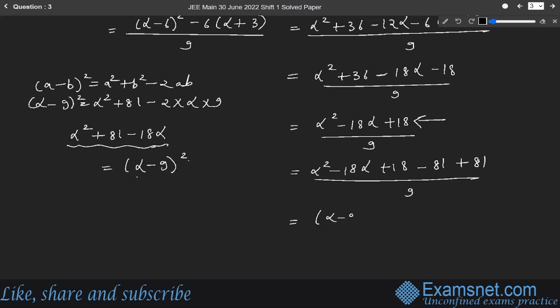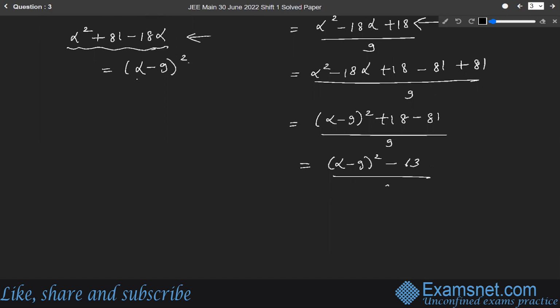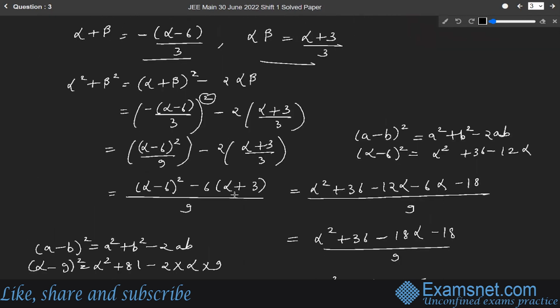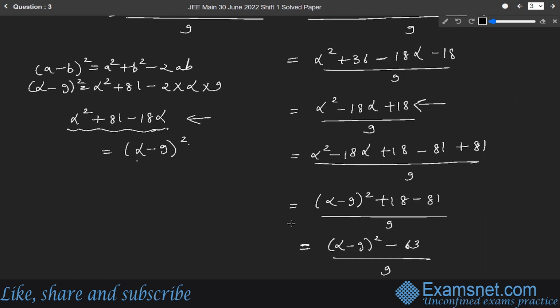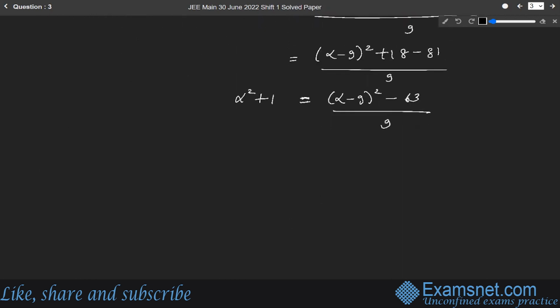So alpha minus 9 whole square. Now, except these three terms, what are the remaining terms? The remaining terms are plus 18 and minus 81, divided by 9. So it will be alpha minus 9 whole square, 18 minus 81 is minus 63, and divided by 9. Now further, if we want to calculate its value, firstly it should be equal to LHS. This value is exactly equal to alpha square plus beta square, right? So alpha square plus beta square is equal to alpha minus 9 square minus 63 divided by 9.